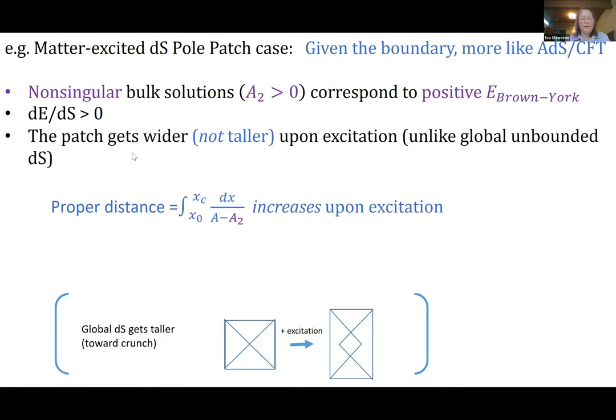Another consequence here is that for the pole patch, which we've worked this out for so far, indeed in the bounded system, the patch gets actually wider, not taller, when we excite it. So there's this theorem by Gao-Wald for global de Sitter that is the official way of saying what I said here. And just by example, we're seeing that it doesn't have to work that way with the boundary fixed. And you can kind of understand that because we're forcing the system to have a giant cylinder here, giant compared to what it would want to do if it were excited and forced in the global case to shrink, to go toward a crunch. If instead we put the boundary condition associated with the cylinder, then the equations work out differently, and this is the result. So that's the kind of added simplification that is coming out.